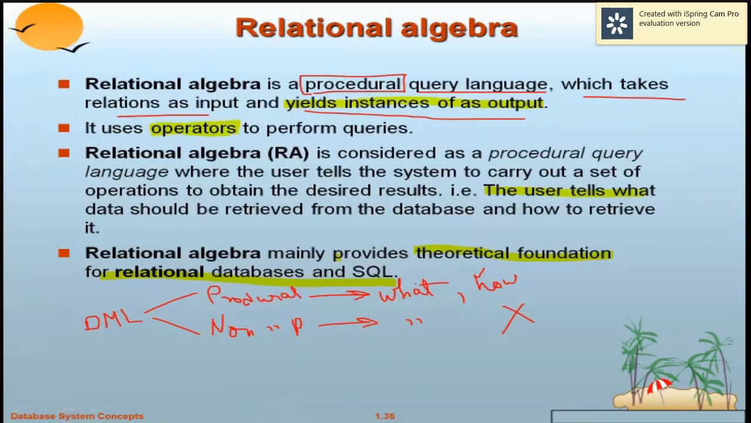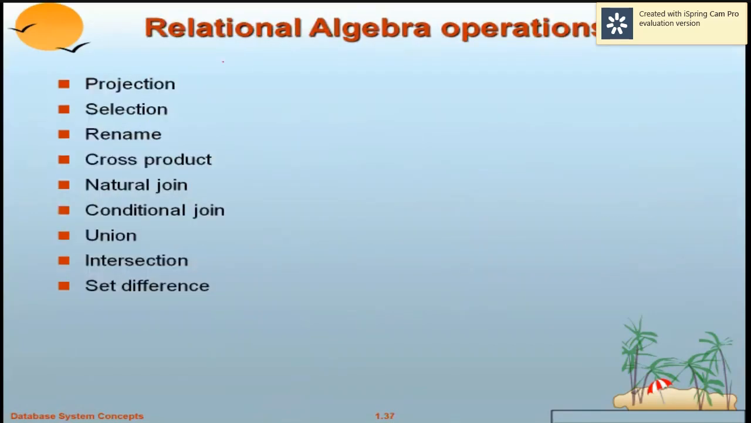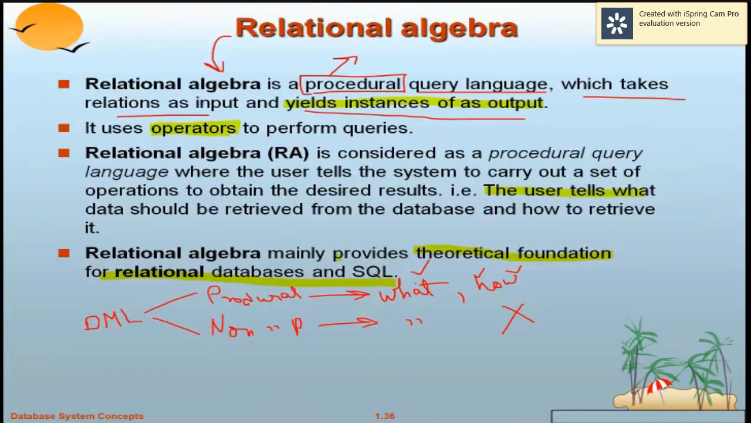So relational algebra is a procedural query language. It means here you have to mention two elements: one is what data you need, and you should also mention how to get the data. So relational algebra comes under the category of procedural DML. I was saying this relational algebra is going to work on operators. So now let's look into the concept of operators.